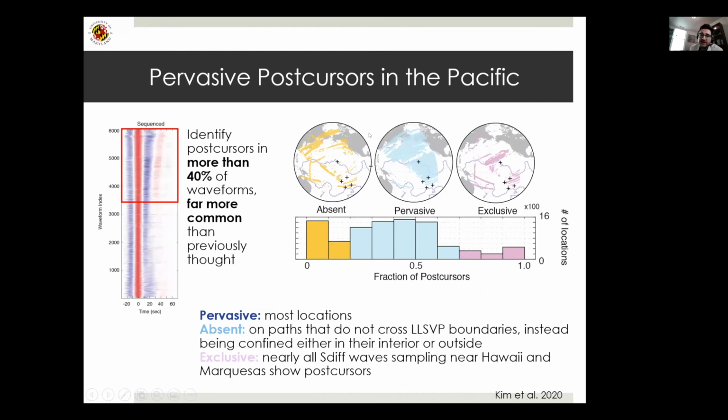And in fact, there are only a few locations where these postcursors are completely absent, shown here in ochre. Whereas there are a few regions where they're exclusive, so all waveforms in these regions show postcursors. And then in most locations, about half the waveforms show these postcursors and half do not.